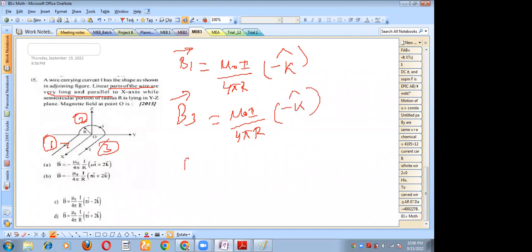What will be the magnetic field due to section 2? The value of the magnetic field due to section 2 is mu naught I by 2 pi r. It is a circular wire. What was the formula for a circular wire?